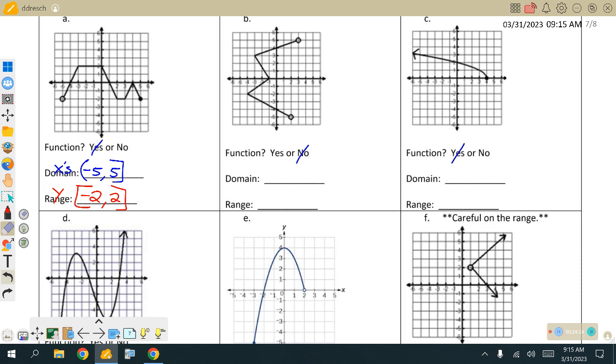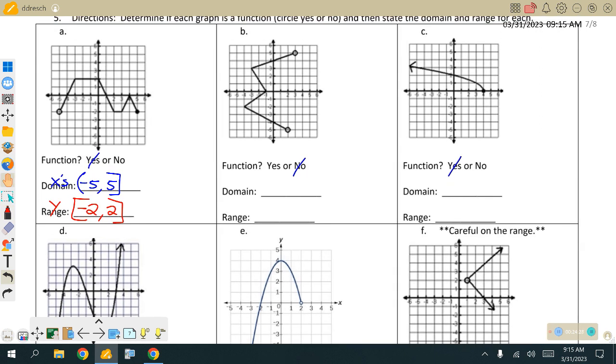All right, that's one down for domain and range. If you've never done that before, I don't expect you to have mastered it yet. Let's go do another one. Okay, let's do letter B. Now you said it was not a function. That's fine. We can still identify domain and range.